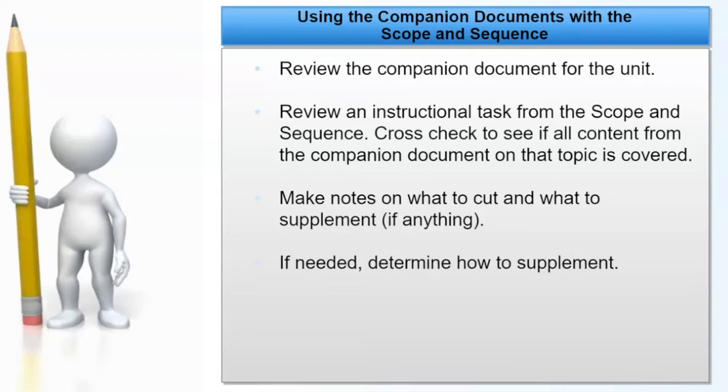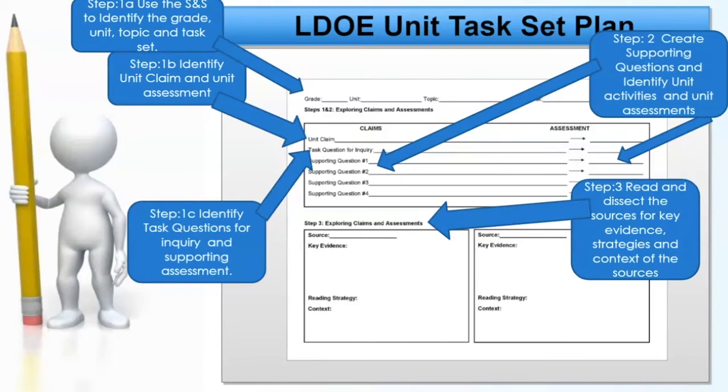If it is not, then you'll need to make sure that you find additional resources. Make notes on what to cut and what to supplement, if there's any need for that at all. And if needed, determine how you're going to supplement it. Will you supplement with additional instruction in whole group instruction? Will you provide videos? Whatever means you need to use in order to best suit your learners. As we continue to plan with a backwards design focus, we want to make sure that our information is as structured as possible.